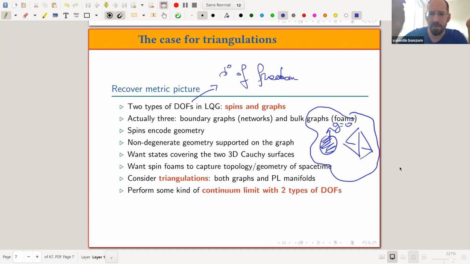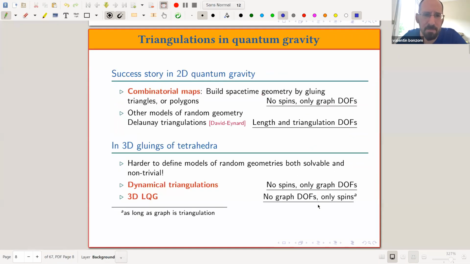Obviously, that would involve some kind of continuum limit with these two types of degrees of freedom that I talked about, spins and graphs, which is complicated, obviously. Now, let me give you a tour of triangulations in the context of quantum gravity. So first, it was quite a successful story in 2 dimensions. And the model I will talk about in this lecture is the model of combinatorial maps, where you build the space-time geometry by gluing triangles, squares, and so on, or polygons in general.